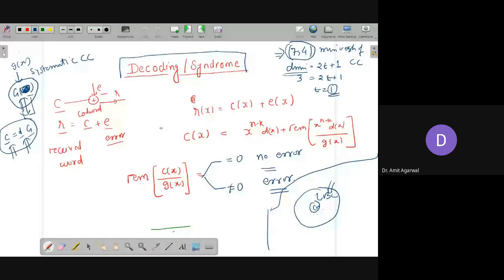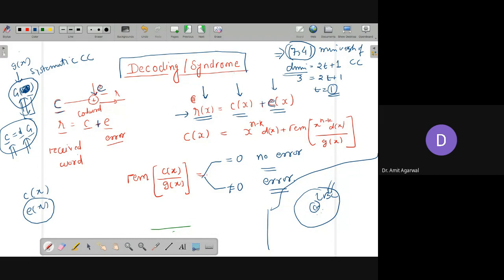Let's see it. For example, you transmit C and in the channel an error is introduced, and your R is C modulo 2 E. So the received word is the code word plus error, correct? Similarly, as you have represented your code word with the code word polynomial Cx, you can also represent your error with the error polynomial. So Rx can be written as Cx plus Ex. The received word polynomial is the code word polynomial plus Ex, the error polynomial.